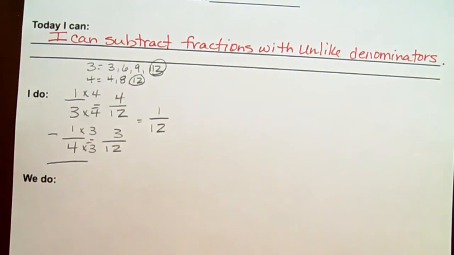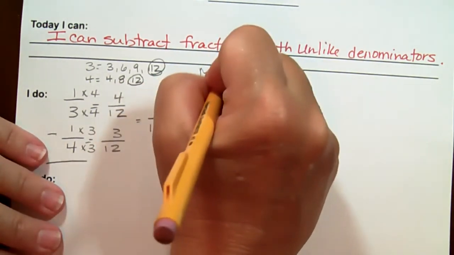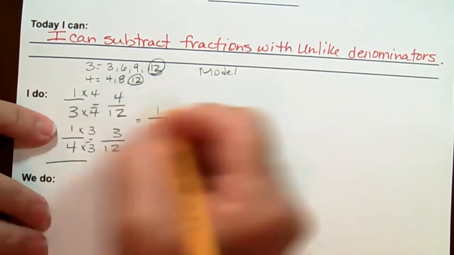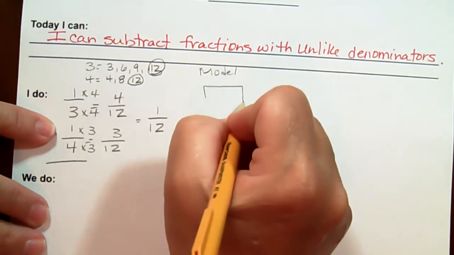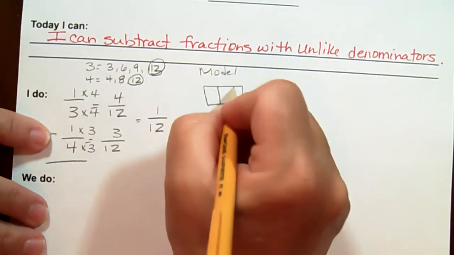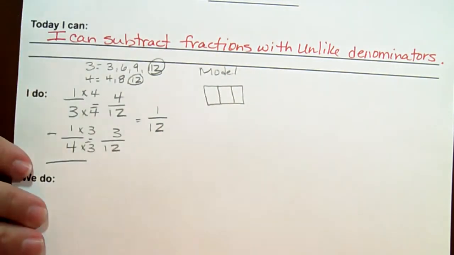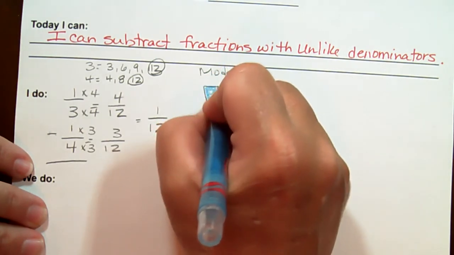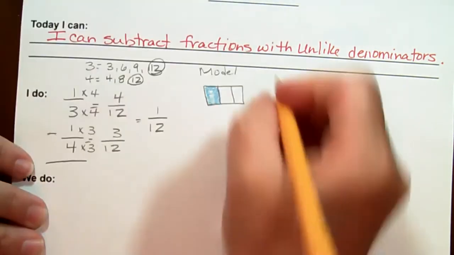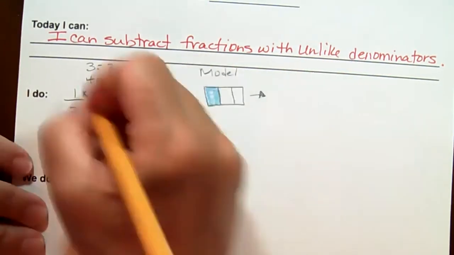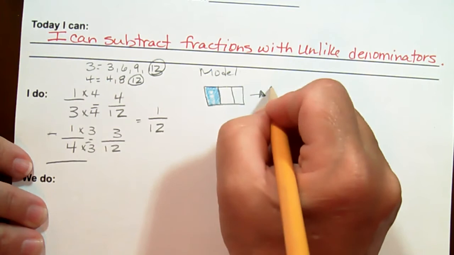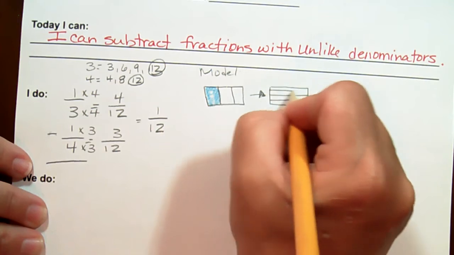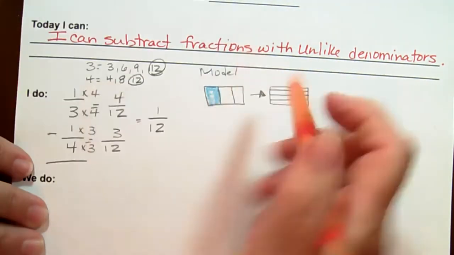All right, I'm going to show you with this one problem how to model, like I did in the previous edition. So I'm going to model 1/3. So I've got 3 blocks, and I'm going to color one of them. All right, and from there, I'm going to model 1/4. And you notice my lines go the opposite direction they went from the previous one. 2, 3, 4. And I'm going to color.